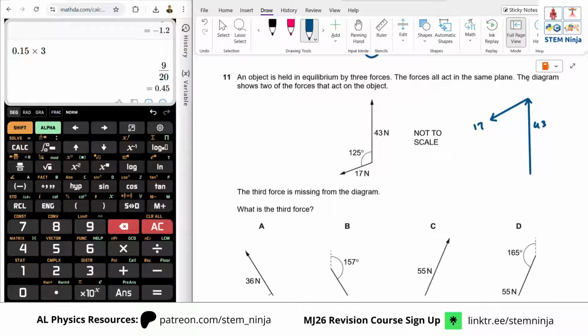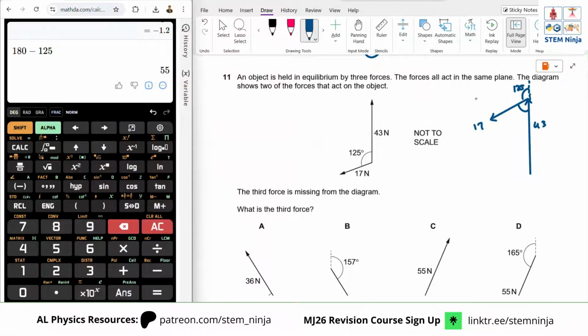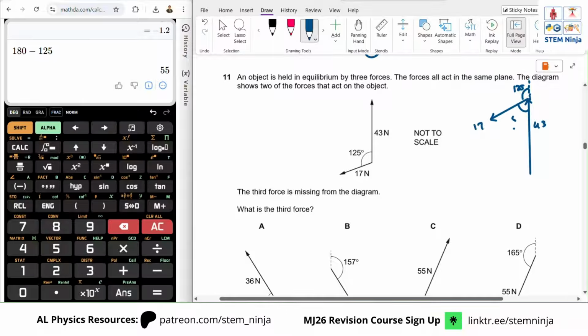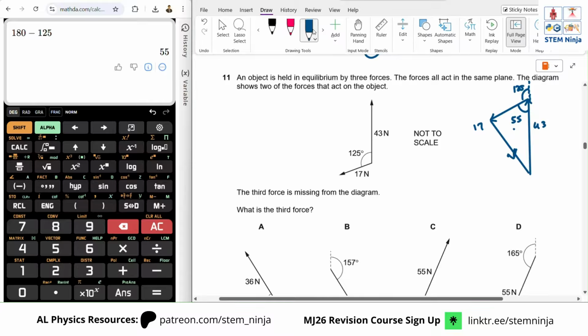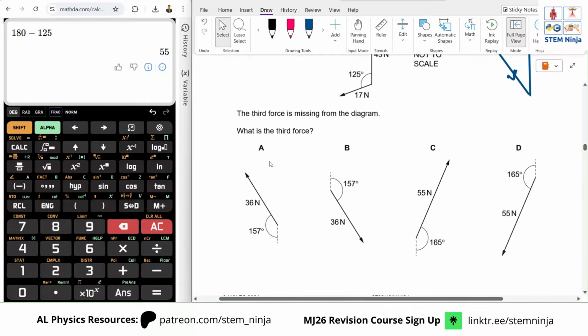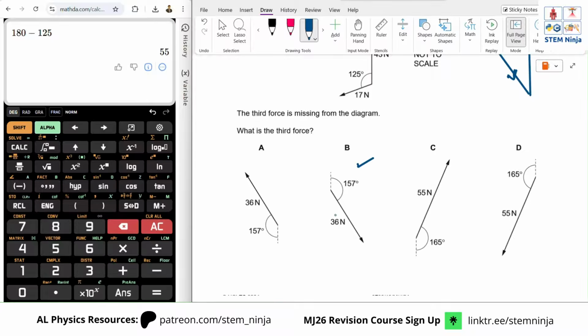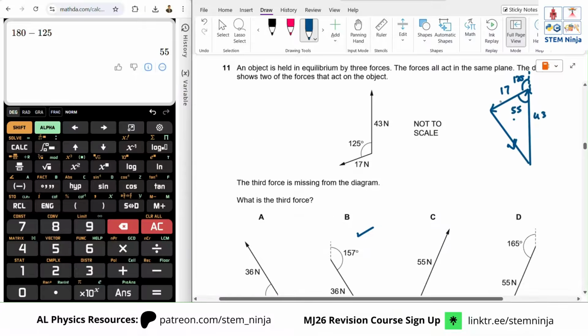So this angle is 125, so this angle would be 180 minus 125, 55. And the other force, since this is in equilibrium, should be directed towards the tail of the 43 Newton force. And so what we can do now is use the cosine rule and the sine rule to figure out the magnitude also. If we look at the options, this is the only one that makes sense given the direction, but just to be thorough, let's use the cosine rule.